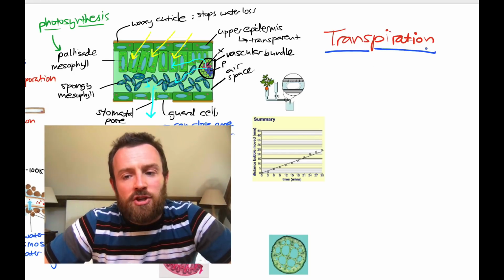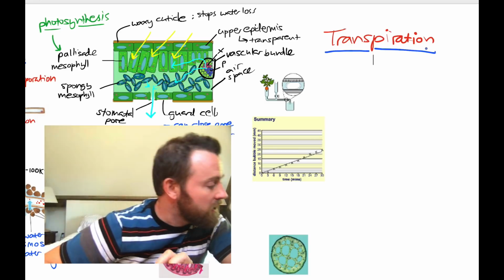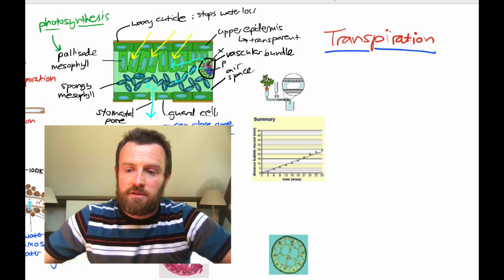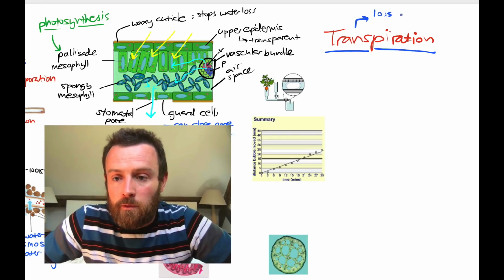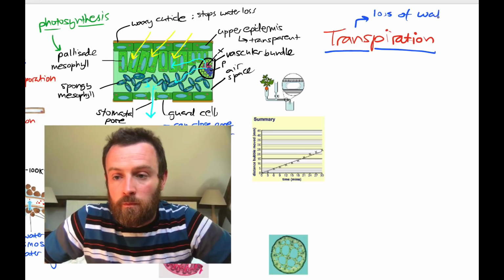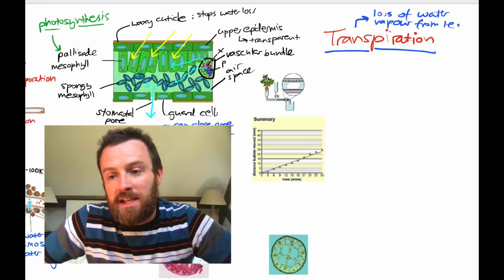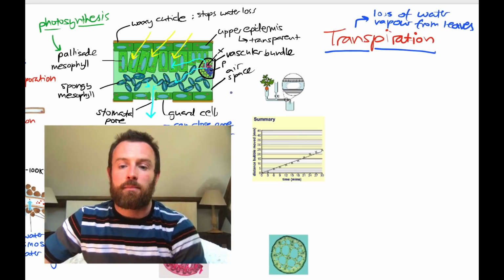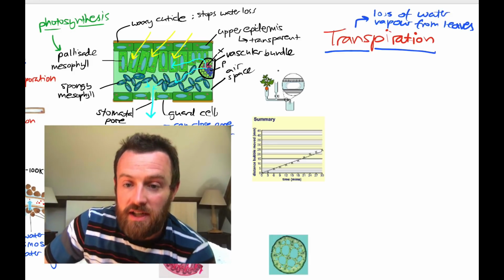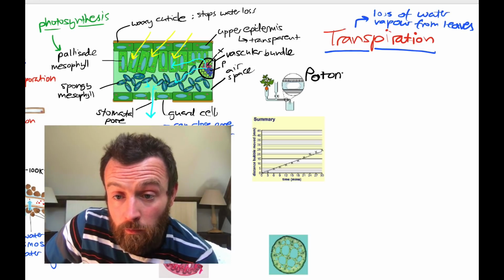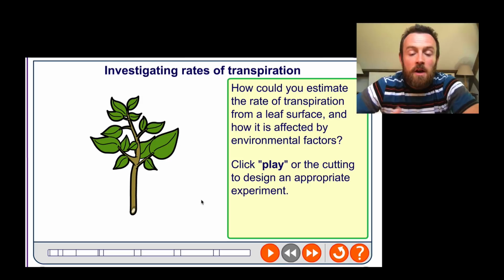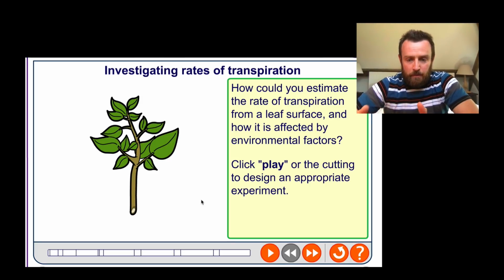And we can measure transpiration, which is technically speaking just the loss of water vapor from the leaves. Let's just label that. We can measure the rate of this using something called a potometer, which is this device here. Okay, so to investigate transpiration, we use a potometer.